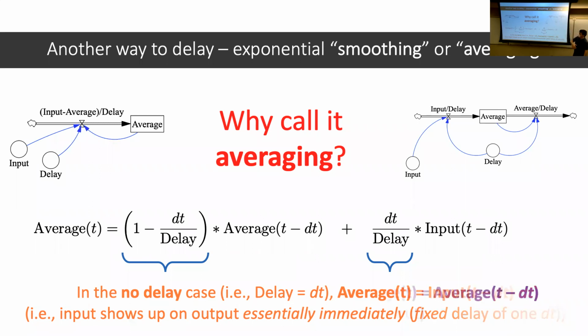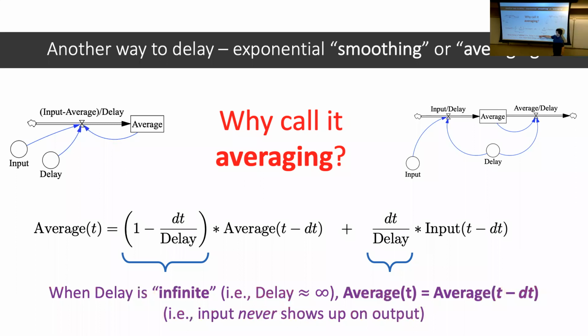If I go the other way, where I have infinite delay, then this dt over delay goes away, and this just becomes a 1. And the future nutrients in the bloodstream equal the past nutrients in the bloodstream with no input from the stomach. So as we shift the delay from 0 to infinity, what we're really doing is changing the influence of the input on the trajectory of the system. The past becomes more important as we make the delay longer, and less important as we make the delay shorter. And that's why we call it the averaging delay.